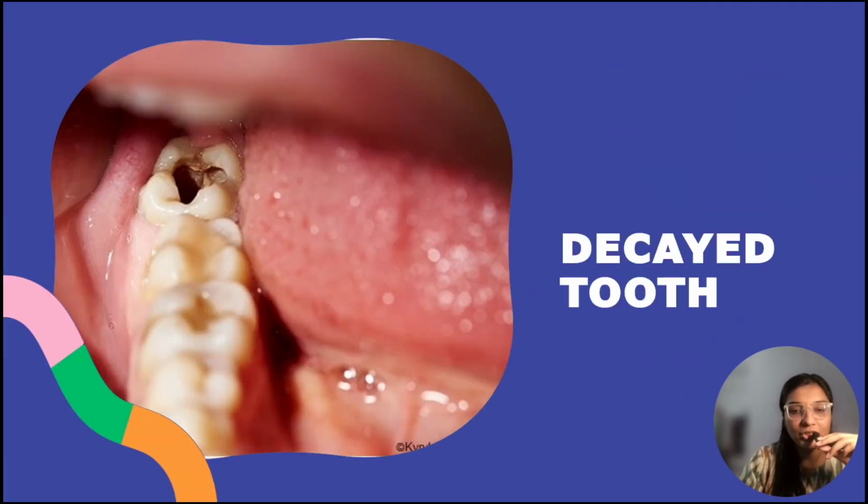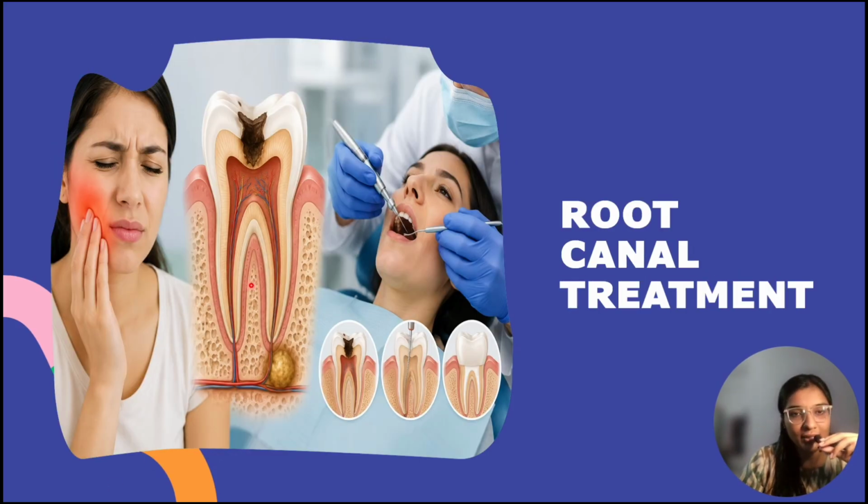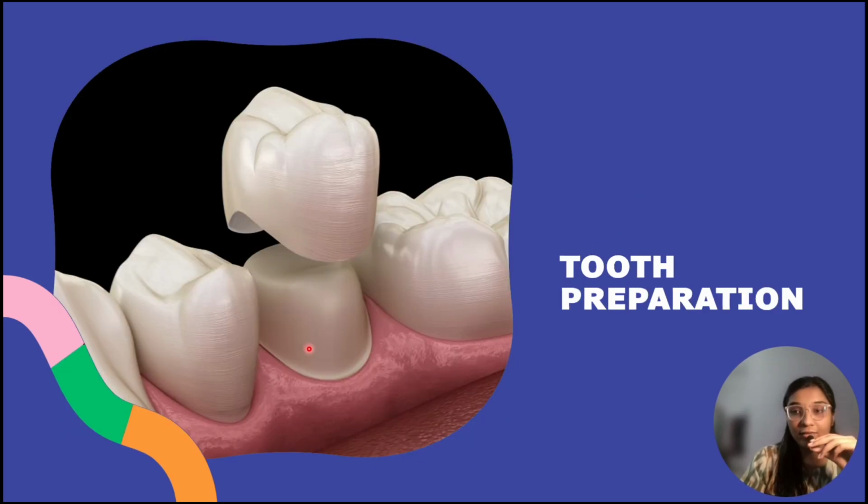So, as you can appreciate in this image, this is a decayed tooth, meaning most of the tooth structure is lost. So, the patient comes to a dentist and we remove the caries and treat the patient with root canal treatment. In that, we remove all the caries and we give a dental crown to the patient so that the tooth is protected from the biting forces as the tooth structure is weakened.